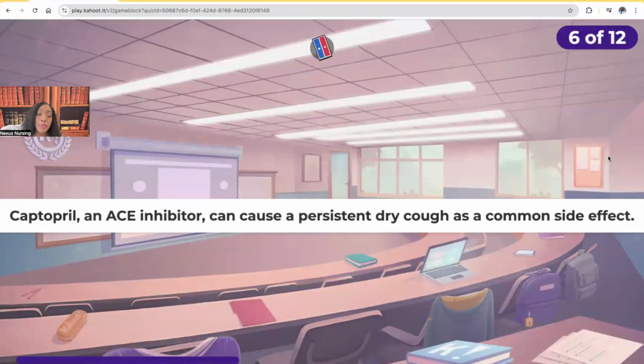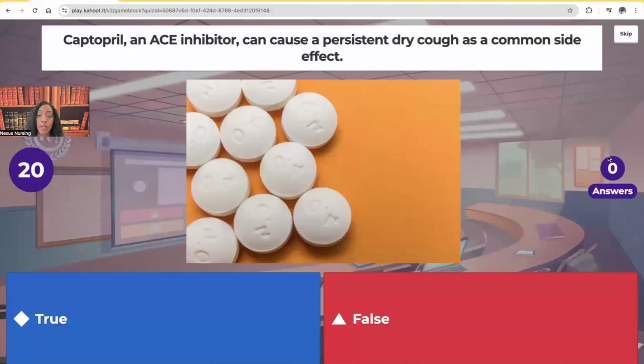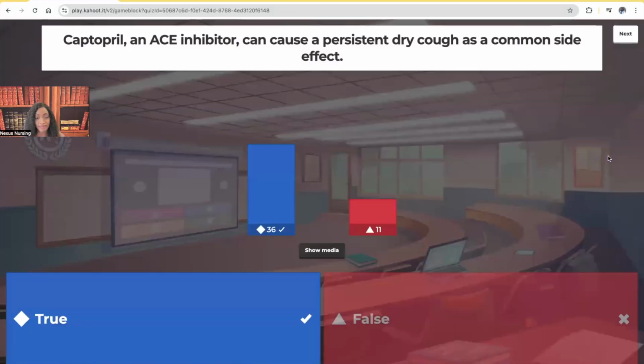True or false? Captopril, an ACE inhibitor, can cause a persistent dry cough as a common side effect. Is this true or is this false? Very good. True. That's true. And I'm not sure of, I don't want to say the word chemistry because that's not the word I'm looking for. Genetically speaking, I'm not sure why this happens, but that dry cough that we see in patients that take Captopril, very often we see it in Black people. Genetically speaking, I have no idea why, but we see it more in Black people than Caucasians or anyone else.